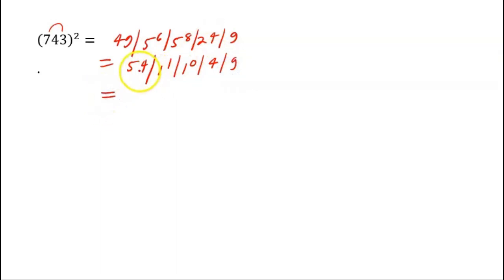So what is that adjustment? 54 plus 1 will become 55. This 1 plus 1 will become 2, and then 0, 4 and 9. So this is what the square of 743 will look like: 552, 0, 49.